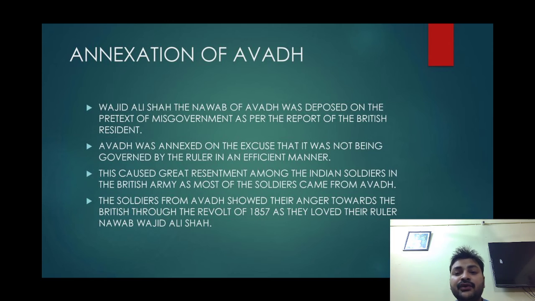As I already told you, who were the soldiers? They were peasants in dress. From where did they come? They came from Awadh. Now, Awadh was ruled by the king named Wajid Ali Shah. Now, there are three ways in which you can annex a state. One, subsidiary alliance. Second, doctrine of lapse. Third is annexation directly by war. So, there was a king named Wajid Ali Shah.